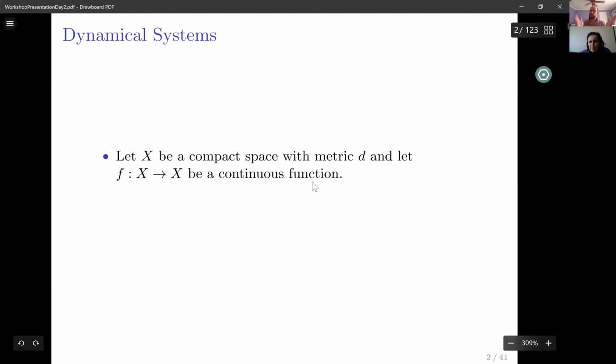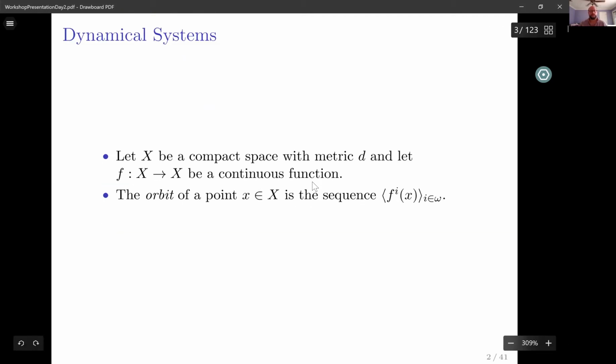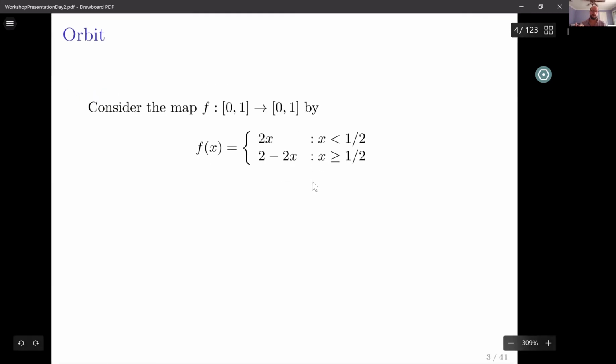So again, for those of you who maybe weren't here yesterday, a dynamical system for our purposes is going to be a continuous function on a compact metric space. A thing we are concerned about today is the orbit of a point, which we're going to think about as the sequence x, f of x, f squared of x, f cubed of x.